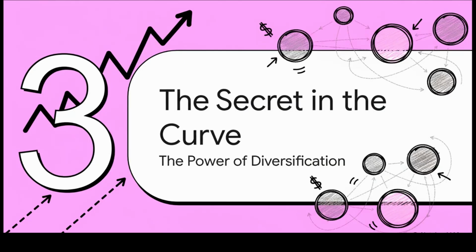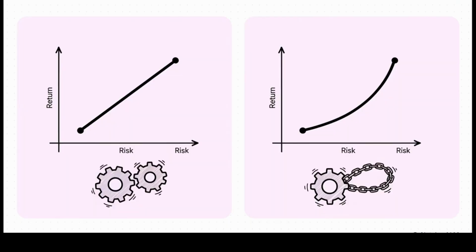But wait a minute. Why is it a curve, right? Why not just a straight line? Well, this is where it gets really, really cool. The answer is the secret sauce of modern investing, and it's where the real magic happens. It's all about diversification. This slide shows us exactly why.